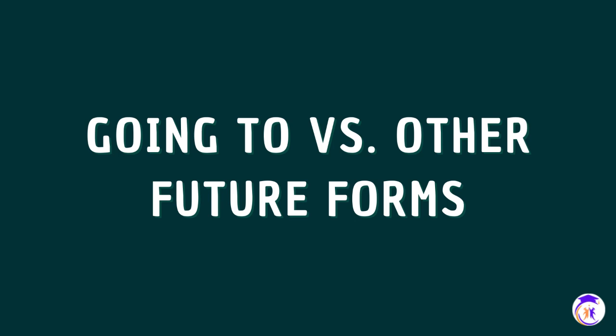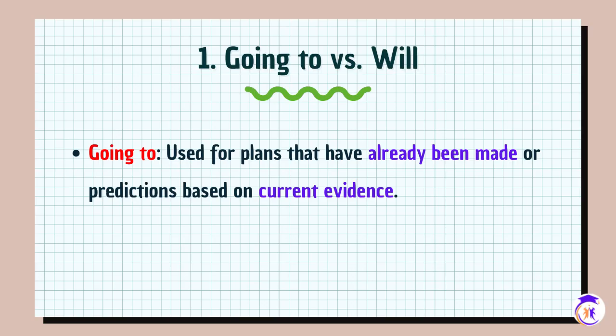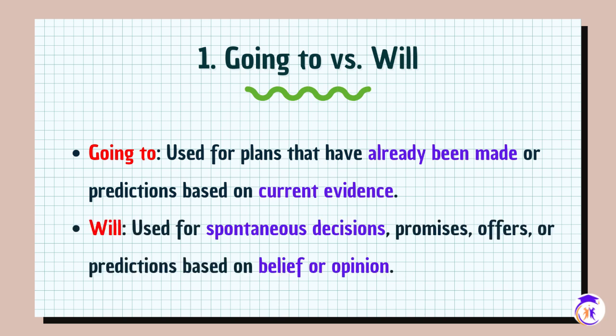Now, let's compare going to with other future forms like will and the present continuous. Going to versus will. Going to is used for plans that have already been made or predictions based on current evidence. Will is used for spontaneous decisions, promises, offers, or predictions based on belief or opinion.